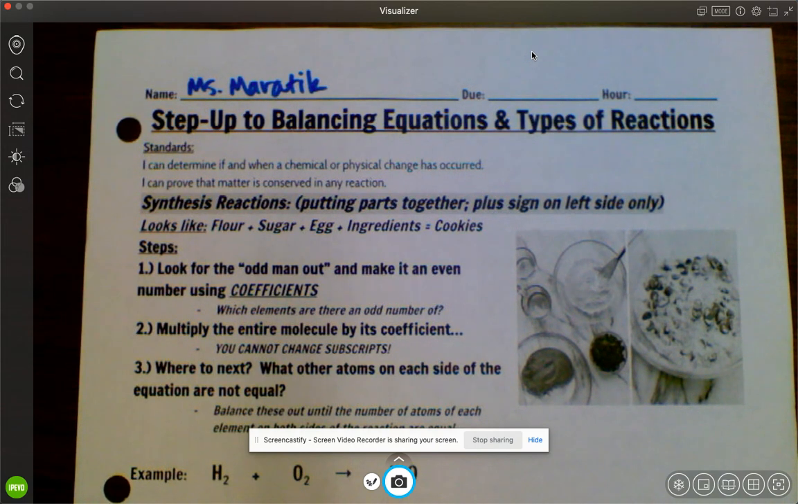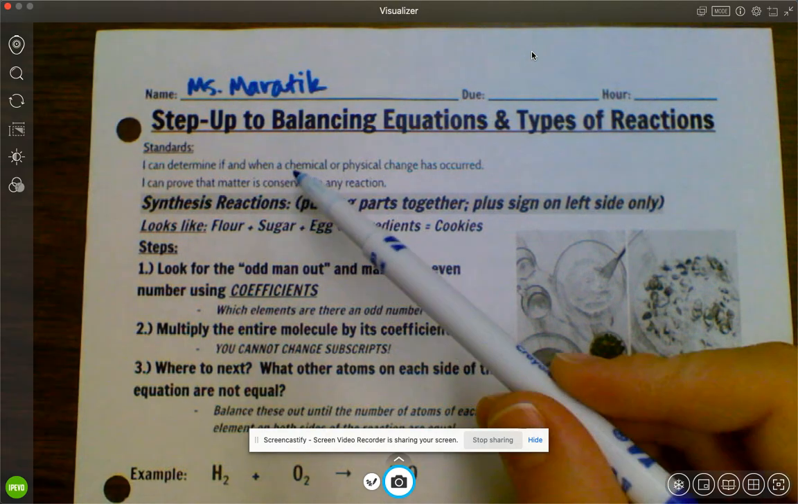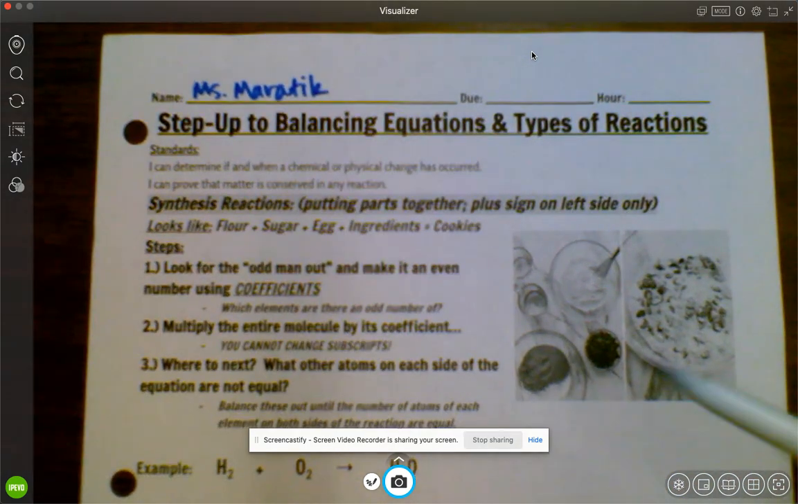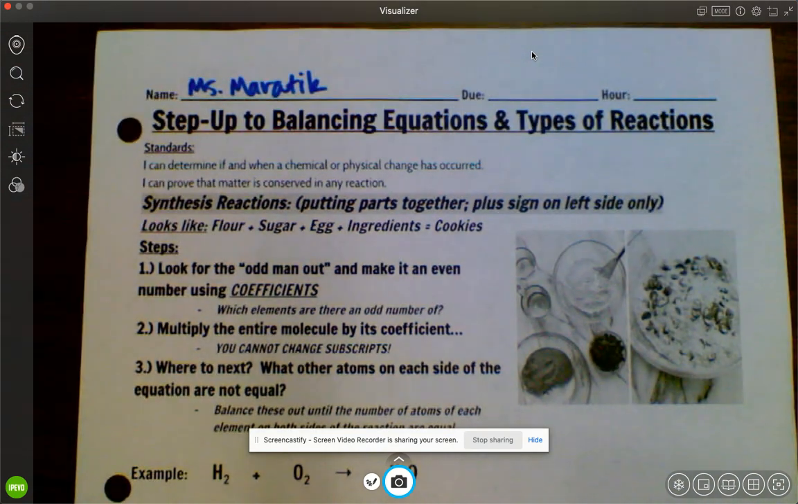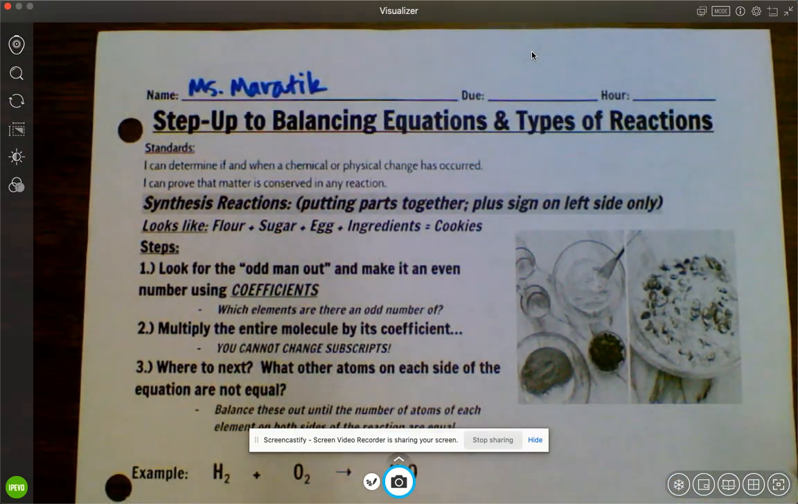First and foremost, things that we want to look at today: we want to be able to determine if and when a chemical or physical change has occurred, and also prove that matter is conserved in any reaction. So if we're going to have a chemical reaction, there's going to be a physical change that has occurred. We also need to be able to show that matter is conserved in any reaction. So when we're balancing the equations, it's because we need to show that matter is not created or destroyed.